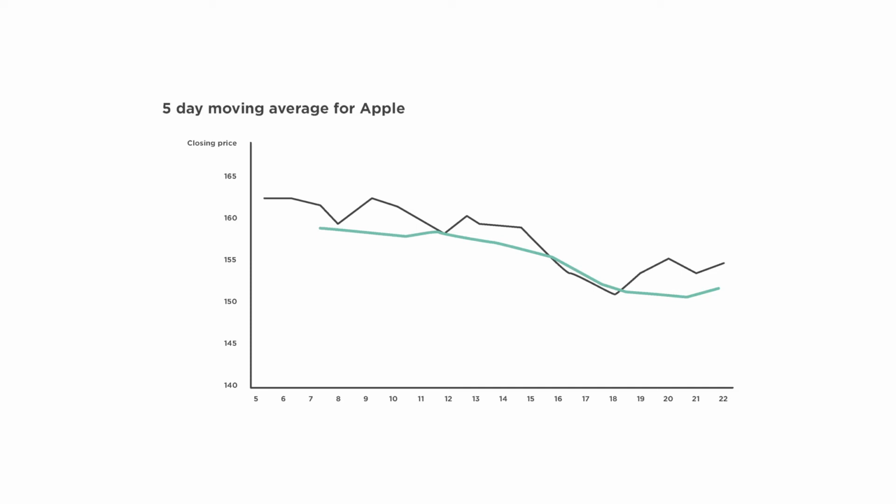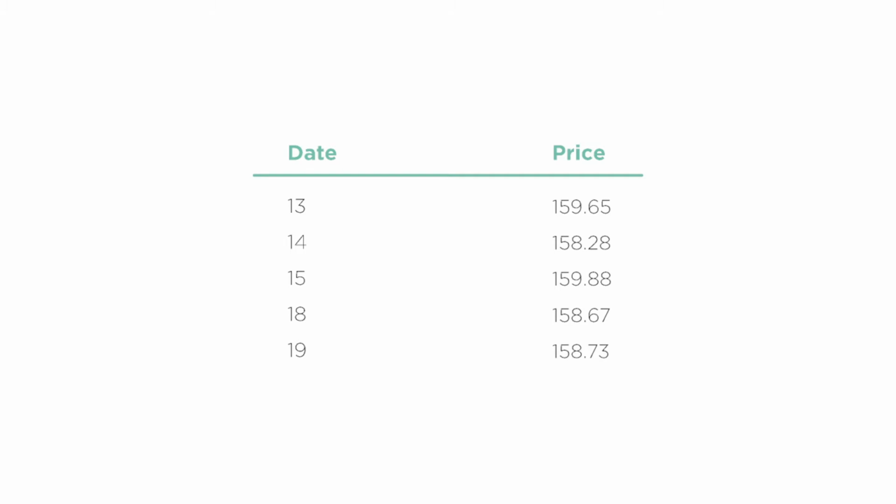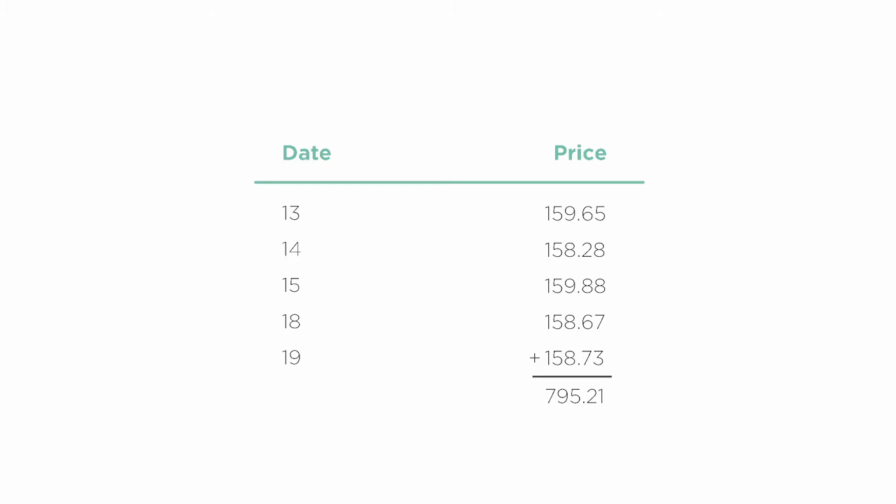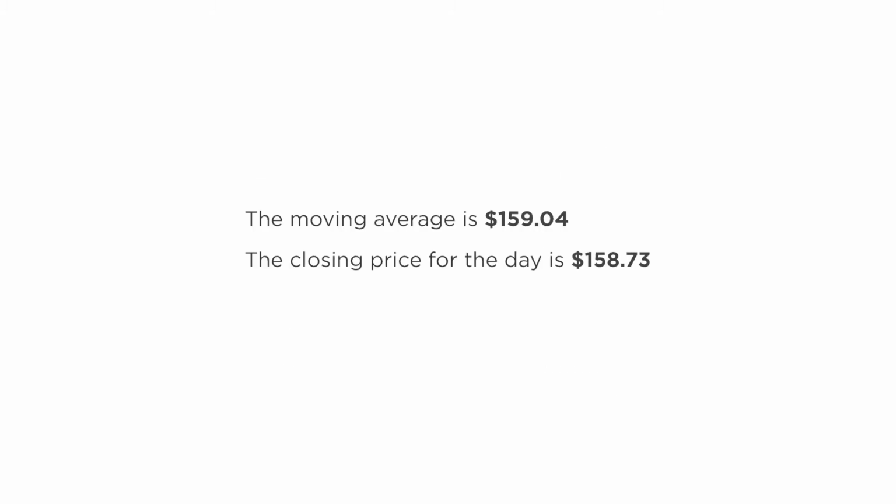To calculate the 5-day moving average is easy. Add up the previous 5 days of the closing stock price and divide by 5. For example, for the moving average value of September 19th, take the price for September 13th, 14th, 15th, 18th, and 19th and divide by 5. The moving average is 159.04. And the closing price for the day is 158.73.